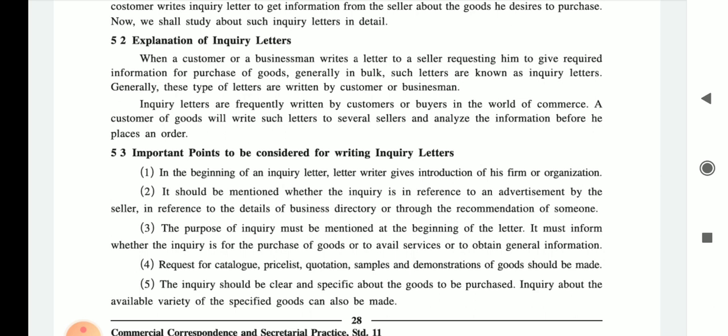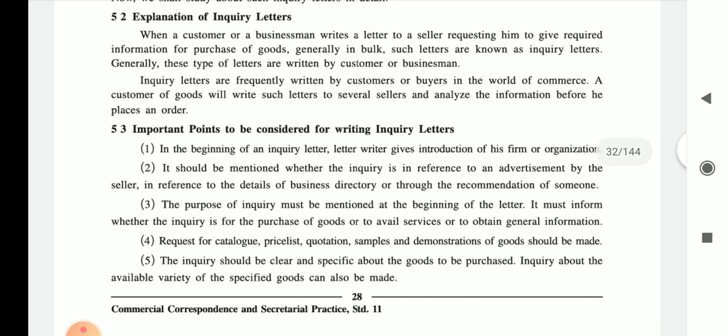See, if a businessman wants to do business, at that time he or she will make so many inquiries for so many products as far as your business is concerned. At that time this inquiry, this type of information, is very important, and whatever letter you write for getting this type of information is known as the inquiry letter.